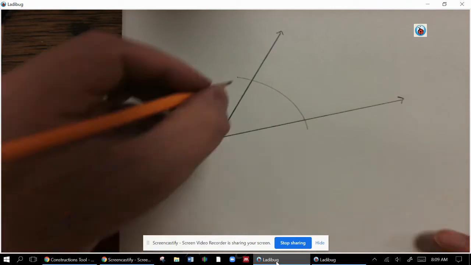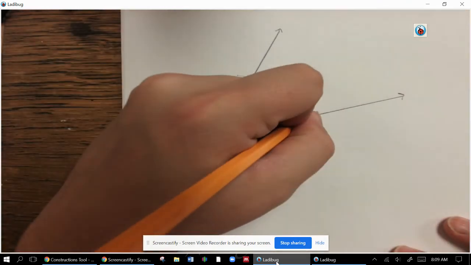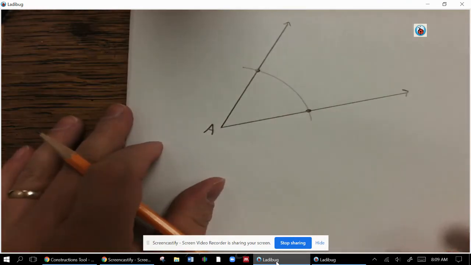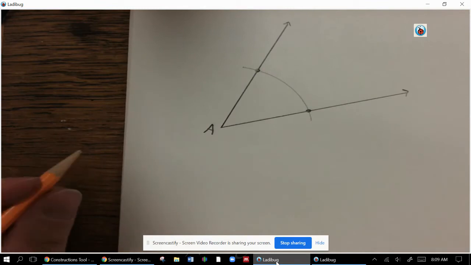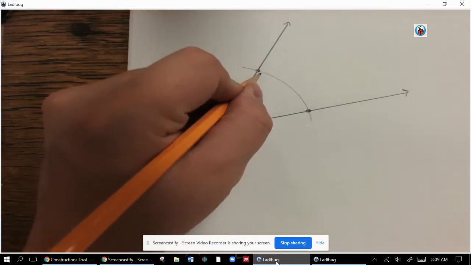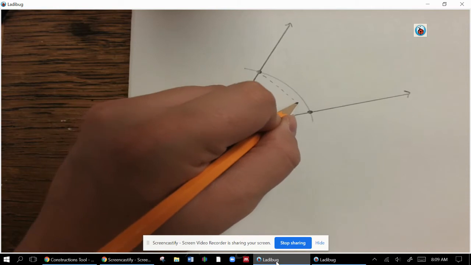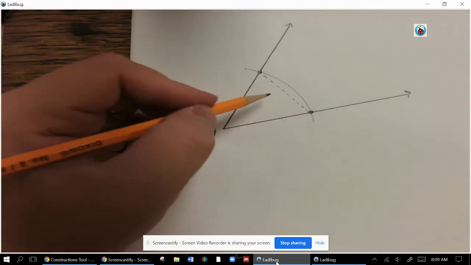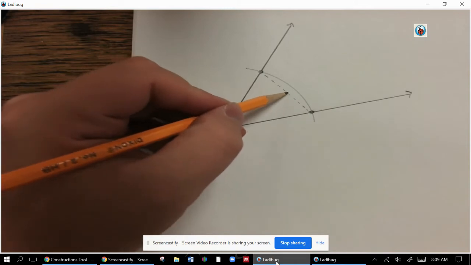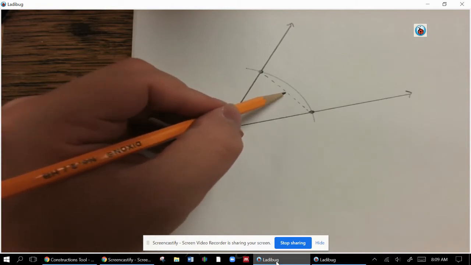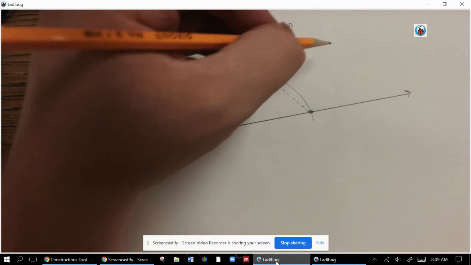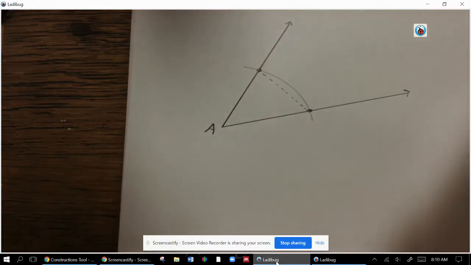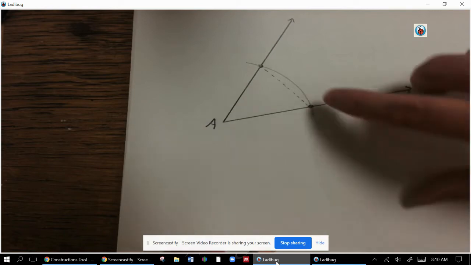Now, I'm going to go ahead and mark these points out. One thing that a lot of people like to do now is think of this as the third side of a triangle. And that segment that you have there, we know how to bisect that. We know how to find the exact middle. And if we find the exact middle of that segment, we know that's going to be on the angle bisector of this triangle.